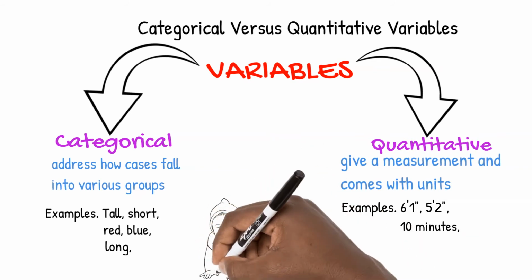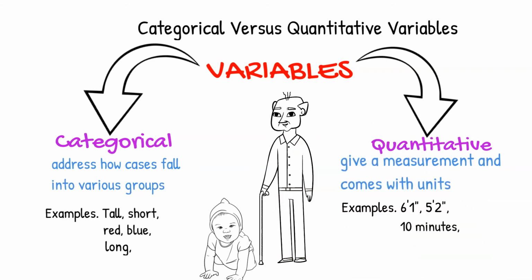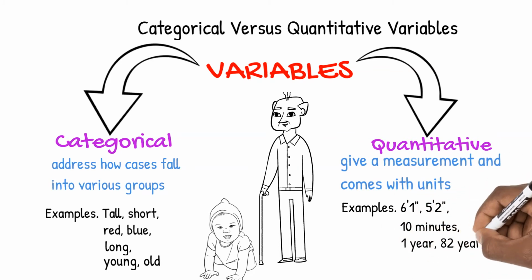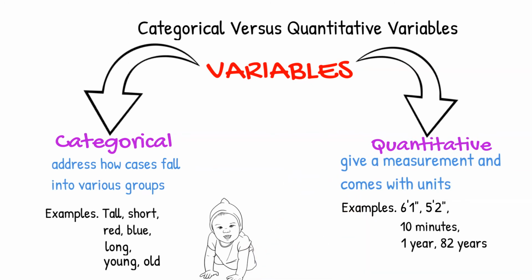Let's look at baby Mikey and his grandpa Harold. Mikey is young and Harold is old. These are both categorical data. But if instead I said that Mikey is 1 year old and Harold is 82 years old, since these are measurements with units, the data is quantitative.